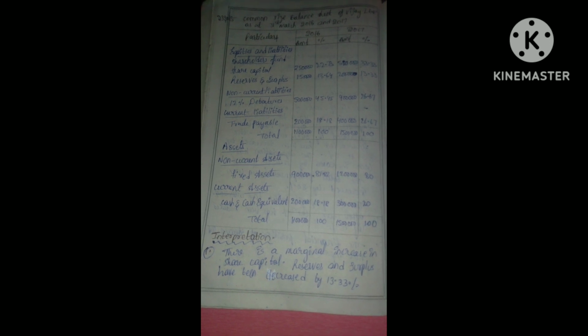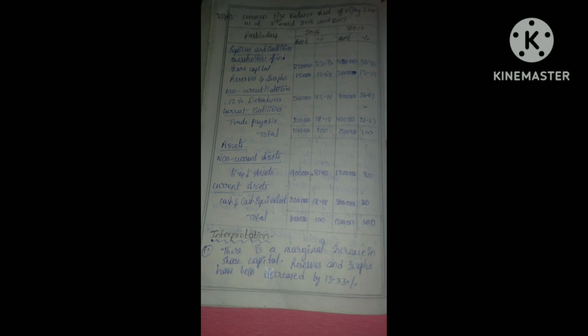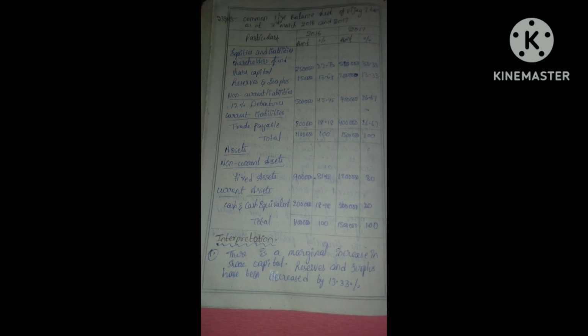Next we have current liabilities. In current liabilities we have trade payables, and the amount for 2016 is 2 lakhs and for 2017 is 4 lakhs. So 2 lakhs divided by 11 lakhs into 100, we will get 18.18, and 4 lakhs divided by 15 lakhs into 100, we will get 26.67.